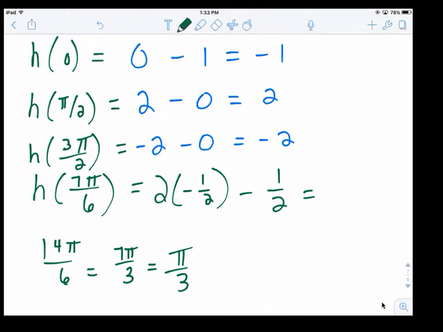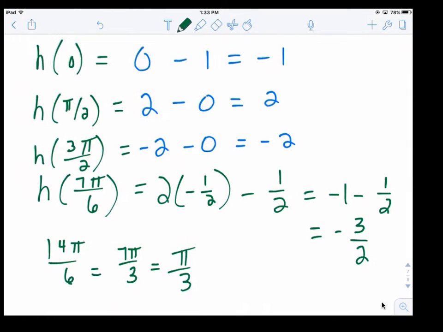Well, you simplify this, right? And then 7 pi over 3 simplifies. You have to think of the unit circle. It keeps going around, right? So 7 pi over 3 would be one time around and then stopping at pi over 3. So this angle here has the same coordinates that this one does. So you get negative 1 minus 1/2. You get negative 3 over 2.